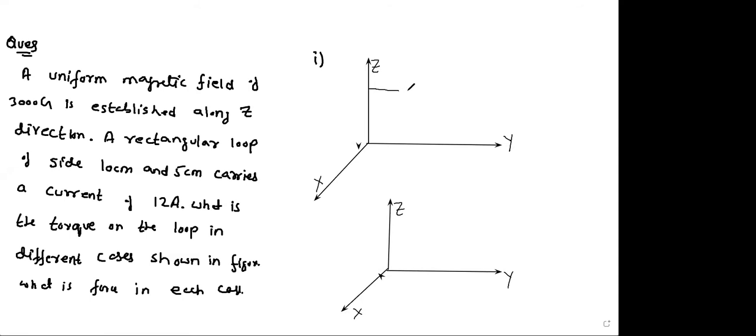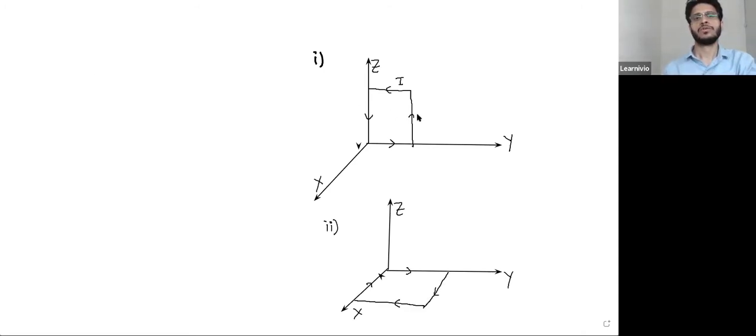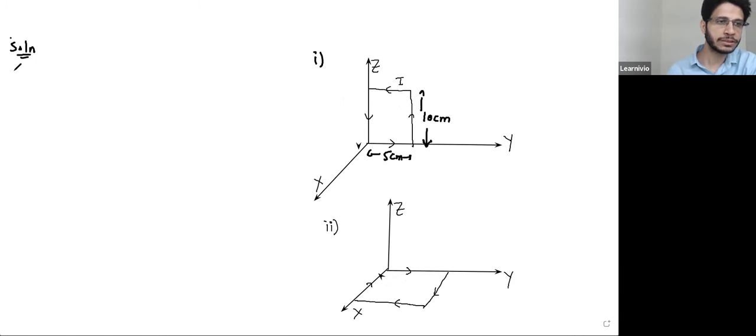Your first coil is placed in this way. It's carrying some current I. And this is your second coil. So this is 5 centimeter. This is 10 centimeter. Let's start with this thing. Okay, I'm solving part 2. You will solve part 1. Part 1 is easy. Part 2 is a bit tricky.